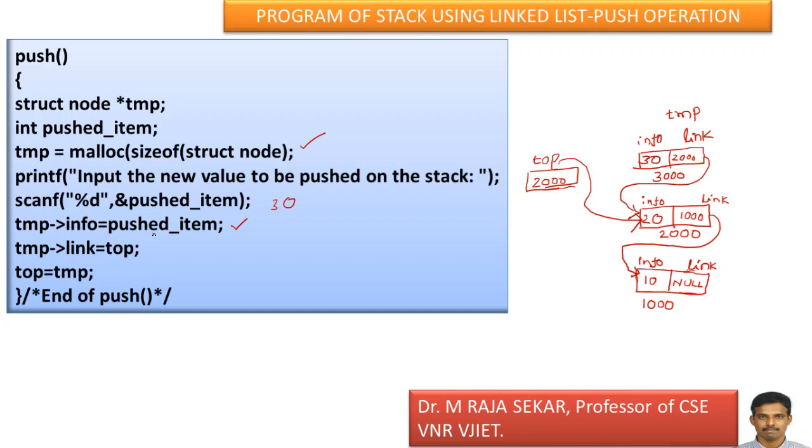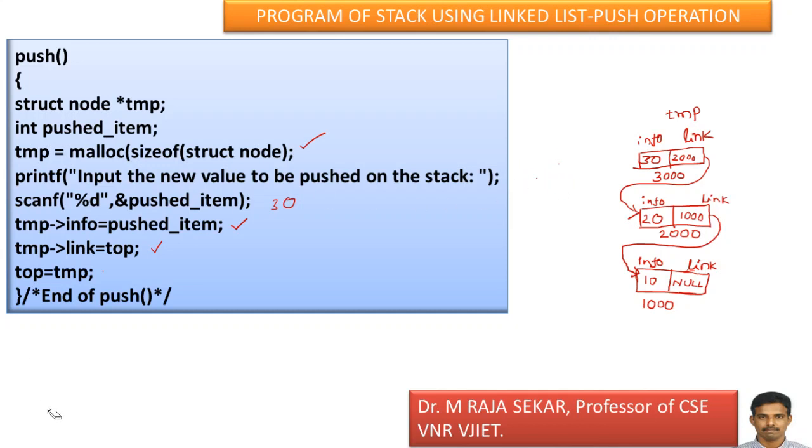TMP arrow info equal pushed and score item. TMP arrow link equal to top. Next one is top equal to TMP. Top equal TMP means just you should update top. How can I update? Just see. Just a minute.